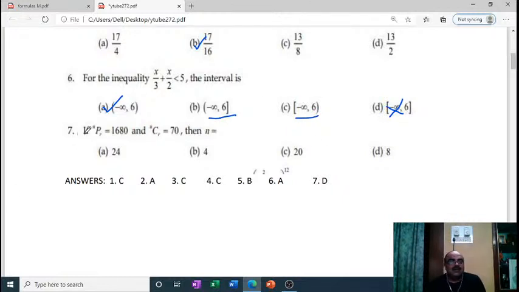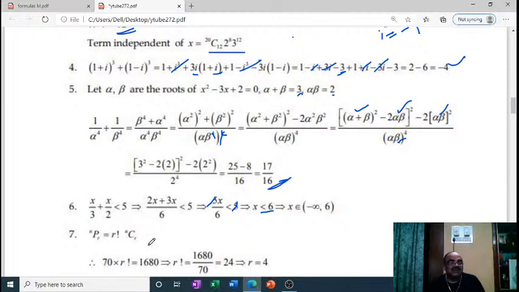Okay. If NPR is 1680 and NCR is 70, what is the value of N? I had already said we use a formula, NPR is equal to R factorial into NCR.